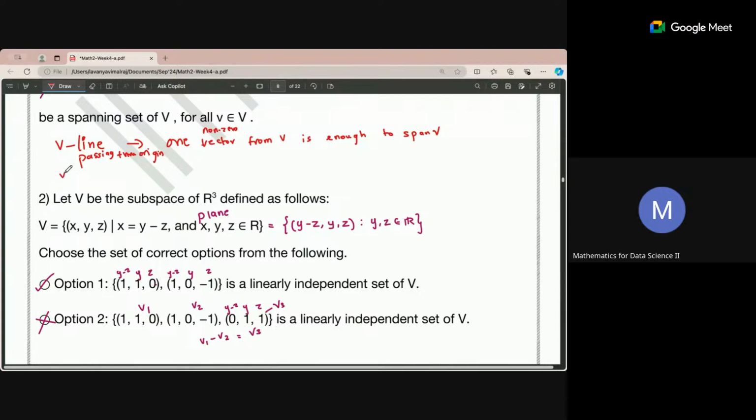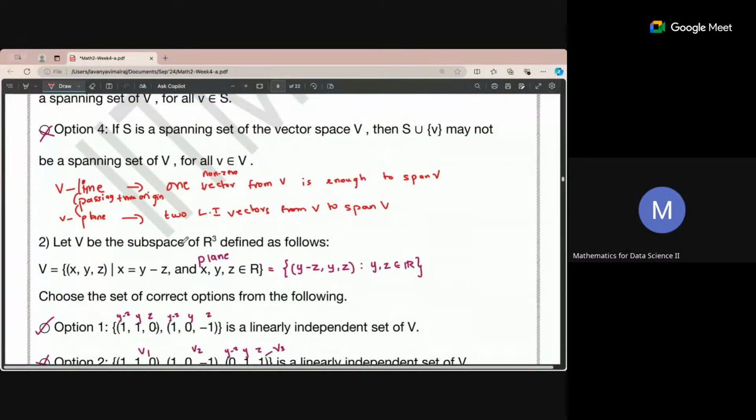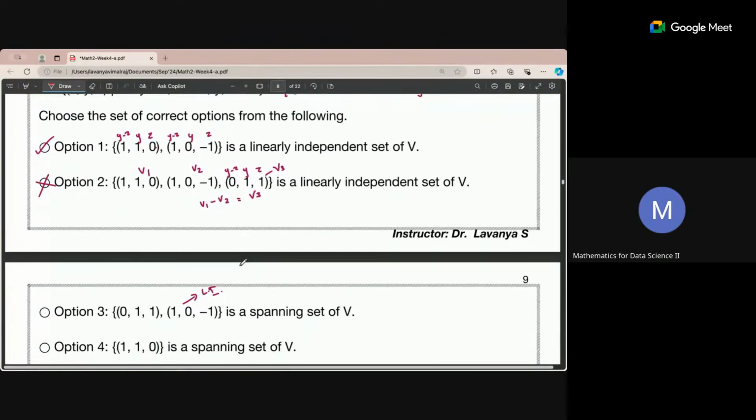Now if your V is a plane and that is also passing through origin, then for this you need only two linearly independent vectors from V to span R2, or to span V. So with this, can you tell that now you are having two linearly independent vectors from V, where V is a plane? So will they span V?